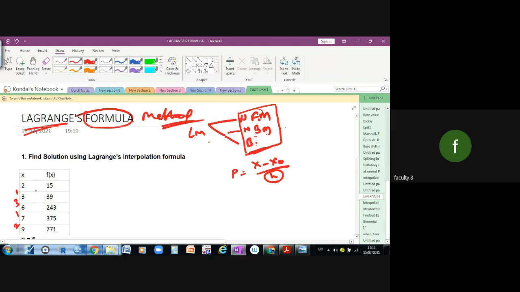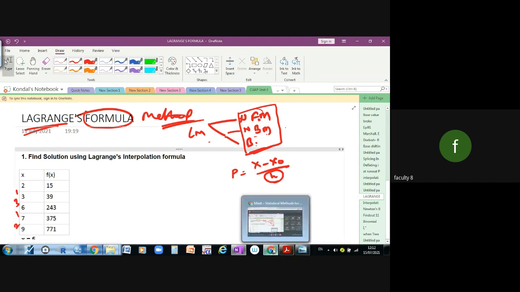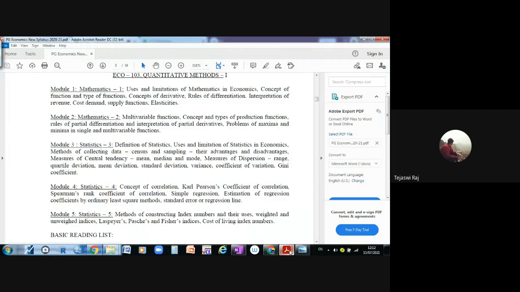Have you understood the difference between the Lagrange method and other methods? Hello? Hello, dear students, are you there? Yes, understood, sir.